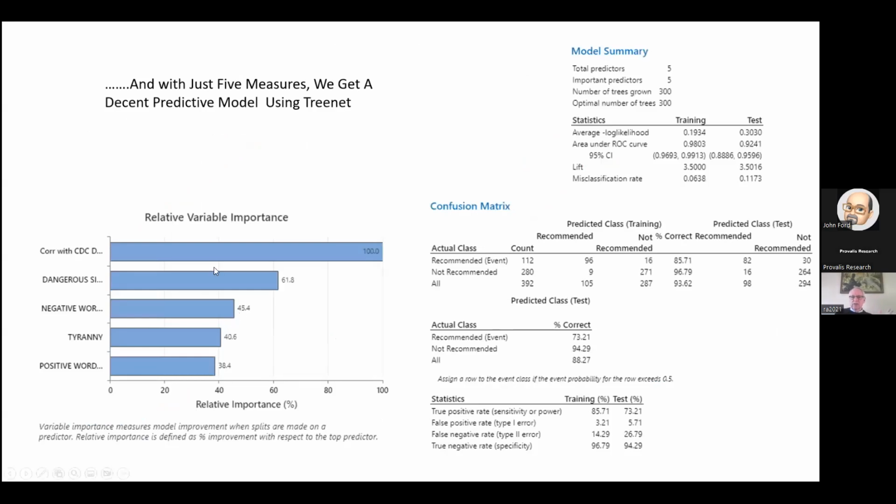So for instance, with just five words, it could be the correlation with the CDC, how close it tied to that, whether or not the person talked about it being dangerous, if there were negative words in the sentiment dictionary of Provalis. That's a very, very important item we talked about last time, the positives and negatives. It's a very, very robust document, the Provalis sentiment dictionary. And then you have positive words and negative words. From those, we can then make these kinds of predictions and classifications.